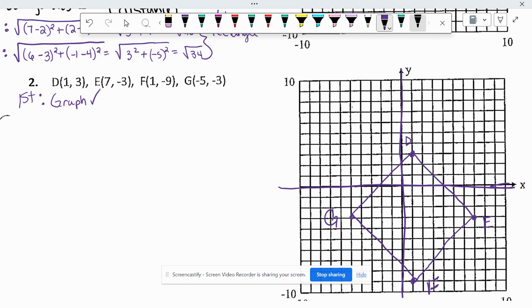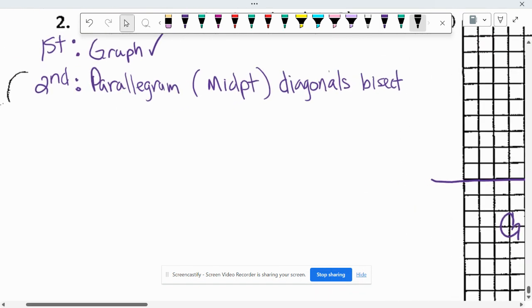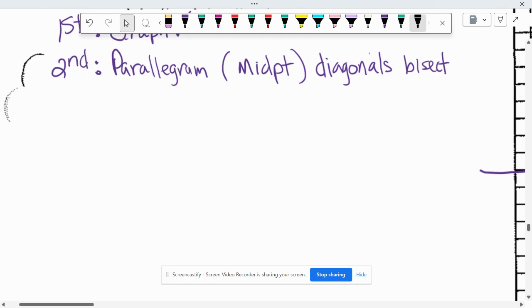Prove it's a parallelogram. How are we going to do that? Okay. Good job. So I'm going to write parallelogram. I'm going to put midpoints because that's the method that we're going to use for that. Diagonals bisect. That's my little note. That's what we're proving, okay? So I'm going to write nice and big so everybody can see that. So parallelogram, midpoint, diagonals bisect.